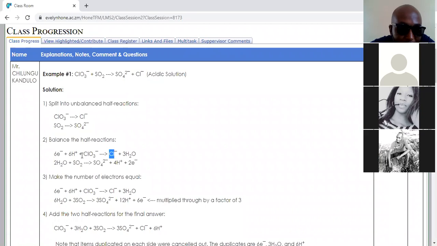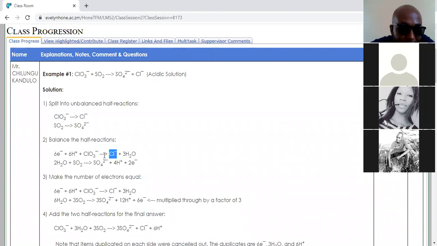So this is the reduction. On this side you put plus 6 electrons, because the electrons equal the difference in the oxidation numbers. So plus 6 electrons. Then you balance the charge with hydrogen.